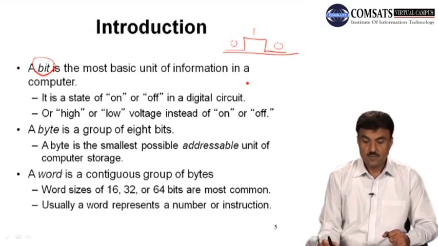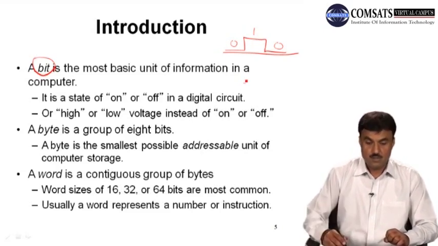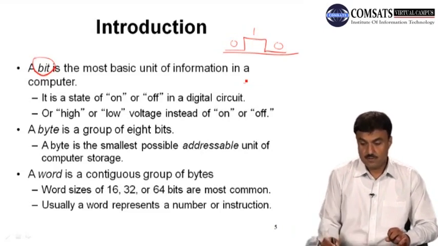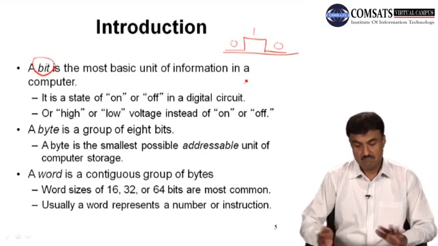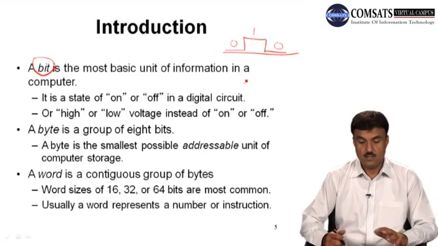So instead of on, off, sometimes we use low, high, and so on. These are different terms which we will use during this lecture. A bit is the most basic unit of information in a computer, and we can say it's either 0 or 1, on, off, low, high, and so on.